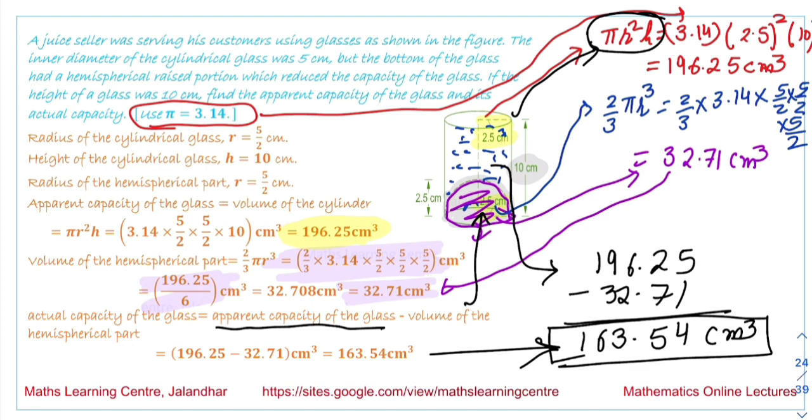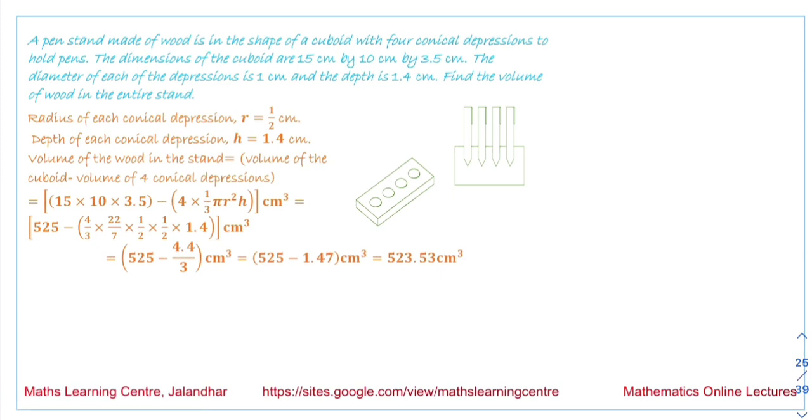The next we have is a pen stand made of wood in the shape of a cuboid with 4 conical depressions to hold pens. The dimensions of the cuboid are 15 centimeter by 10 centimeter by 3.5 centimeter. As shown in the figure, this pen stand is there and the dimensions we have are 10 centimeter, or you can say 15 centimeter, and the height of this stand is given to be 3.5 centimeter.